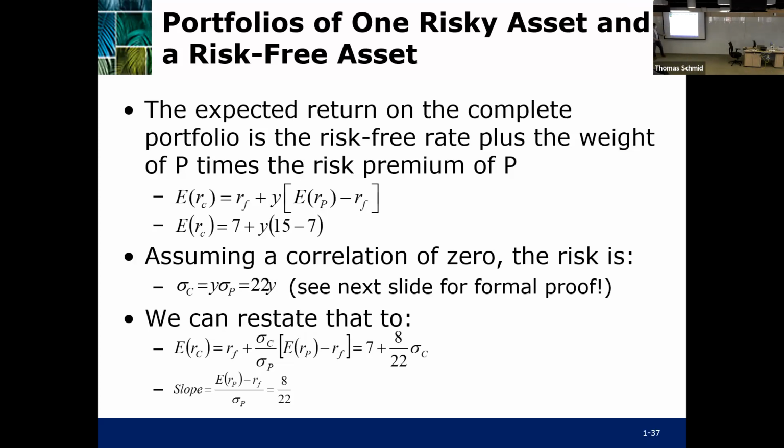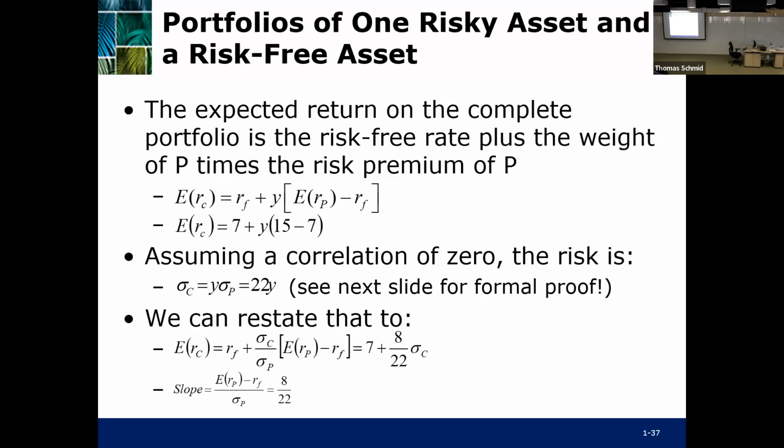And if that holds, we get this expression that the risk of the complete portfolio is the risk of the risky asset times y. Okay, so the next slide shows the proof, but we don't have to go through that now. And then we developed this formula that the expected return equals 7 plus 8 divided by 22 times the risk. So this formula shows you the relationship between expected return and risk. And as you can already nicely see here, this is a linear relationship. So if you plot that, that must be a straight line. The intercept of the line is 7 and the slope is 8 divided by 22.